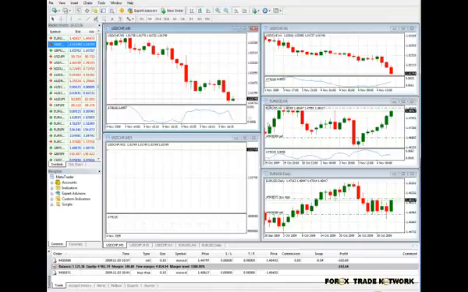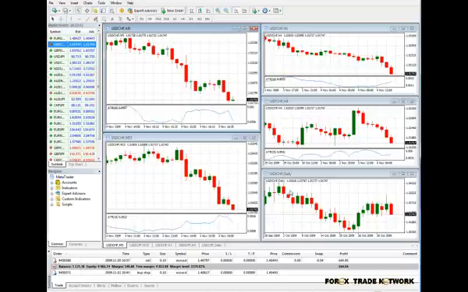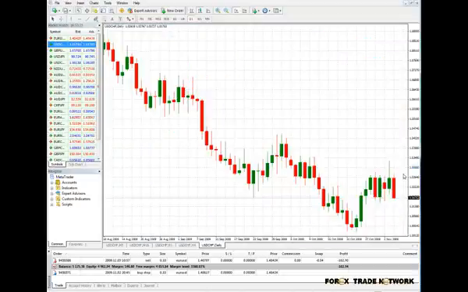There we go. Drag and drop in this manner so that we have this one intraday as well, because what we want to do is look at a shorter term trade. So what we'll do is we'll take a look here and let's enlarge our charts.